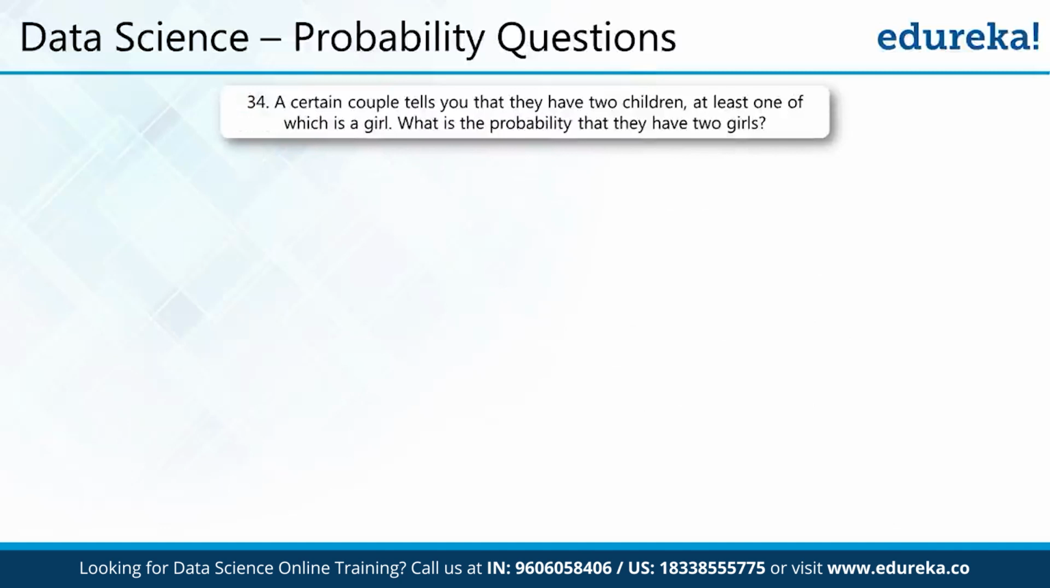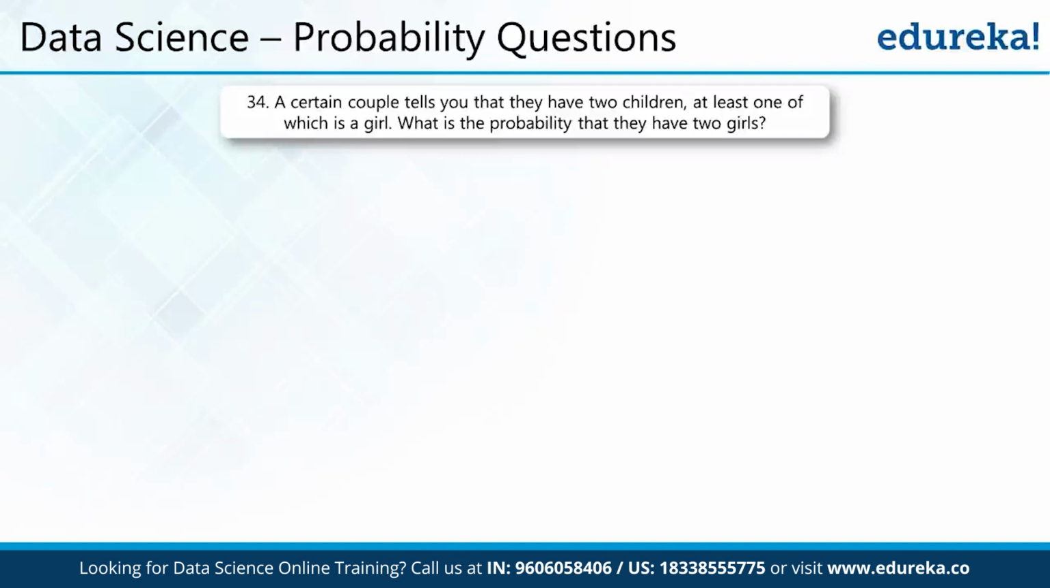Okay. So one more question on the same line. For instance, you have a couple and let's say they have 2 children, at least one of which is a girl. So this is a given scenario. The question asks you what is the probability that they have 2 girls, right? It becomes a bit more like the tossing 2 coins problem, where there are different combinations. So a couple has 2 children, at least one of which is a girl. So we have a known fact with us.